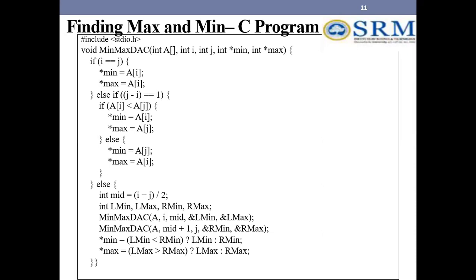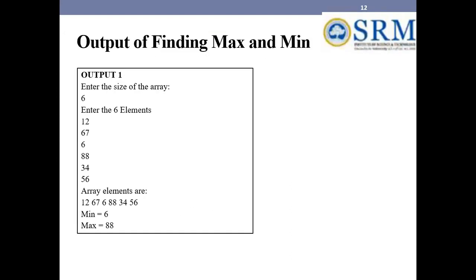So this is the algorithm. If n is 1, no comparison, T of 1 is 0. If there are 2 elements, T of 2 is 1. Find the max and min value for the given array using the min-max DAC algorithm. See the output: enter the size of the array, 6, enter the elements. The elements are printed, then the recursive function is called. So min is 6 and max is 88. This is the result for the given array.